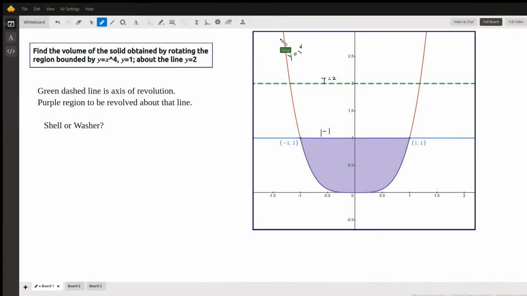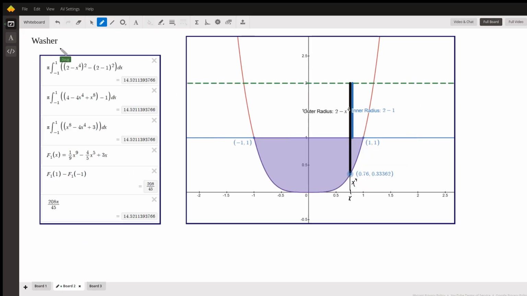This little picture over here depicts the situation. This red curve is the graph of y equals x to the fourth, which is symmetric about the y-axis. The line y equals 1 is the other boundary for this purple region, and we're trying to revolve that purple region around the green dashed axis of revolution at y equals 2. Should we use the shell or the washer method? Well, on boards 2 and 3, we're going to take a look at both possibilities.